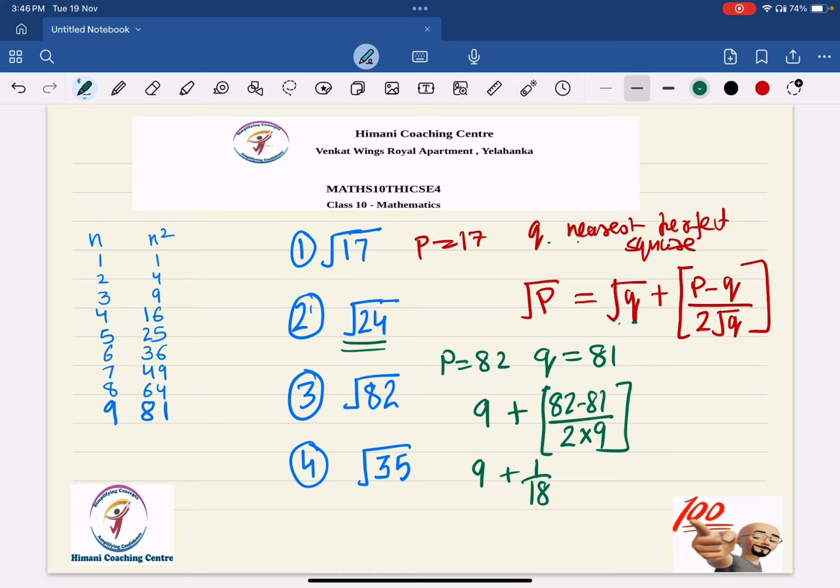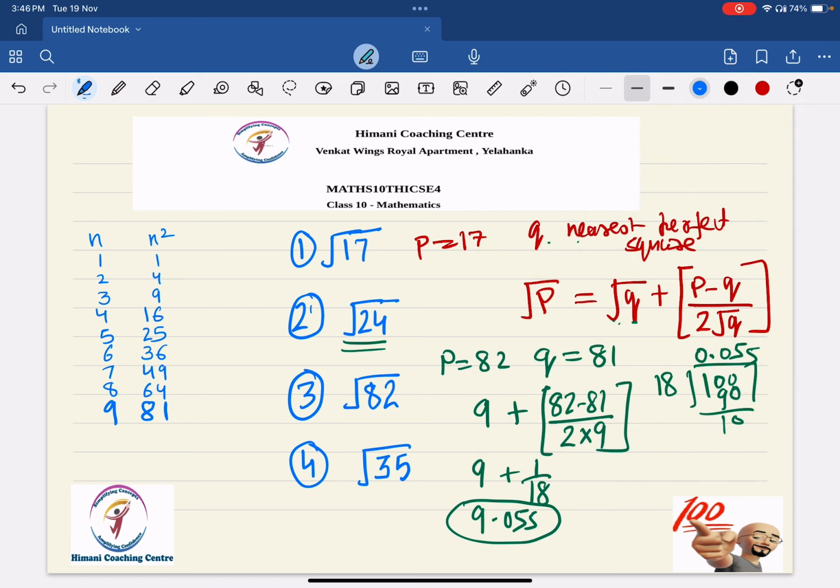Now we have to solve for 1 by 18. For that, you will have to actually do the long division. So you will get 18 and you put a 0 here because this is not divisible. Put a point, put a 0 again. You have to put another 0 and 18 fives are 90 and this will repeat now. Okay, because that will happen. So we get 9.055 as the approximate value for root of 82.